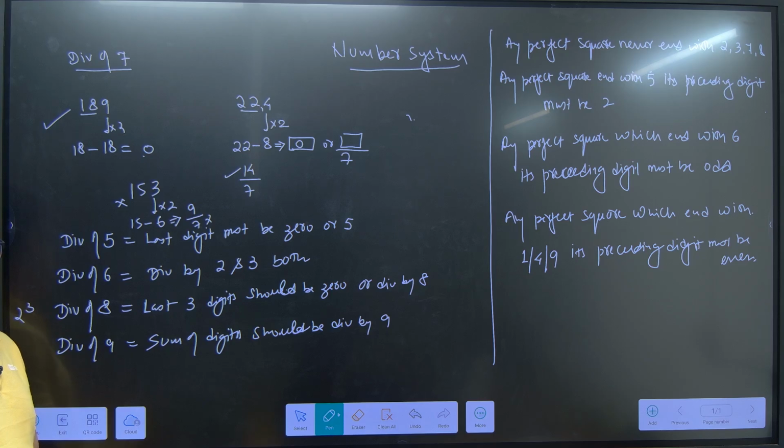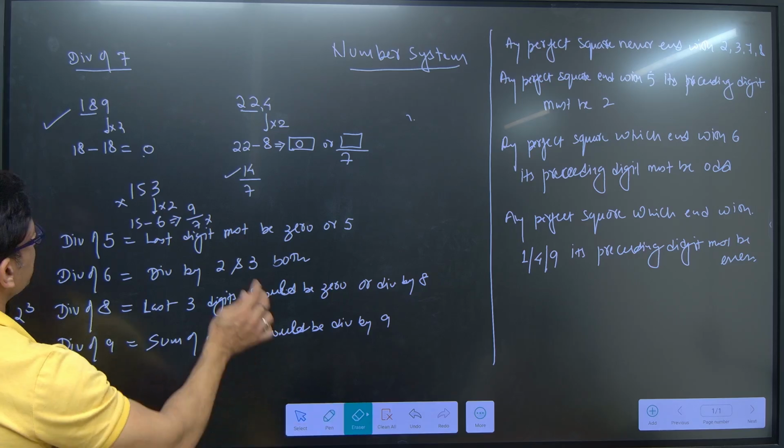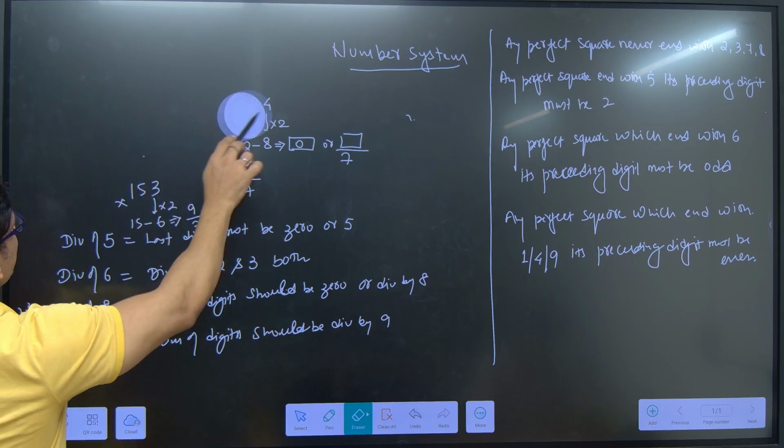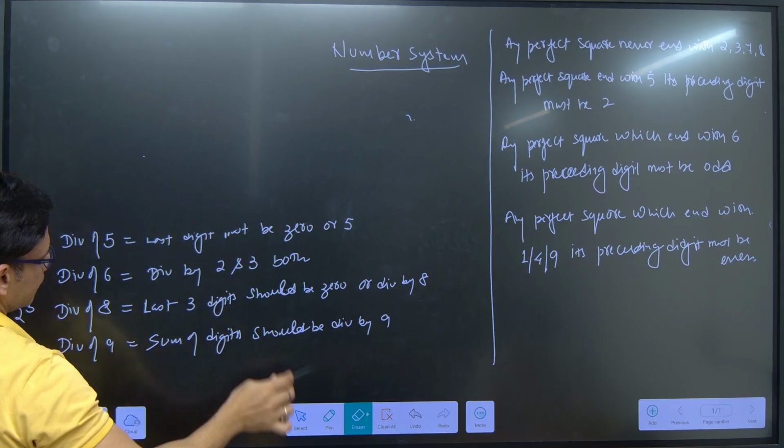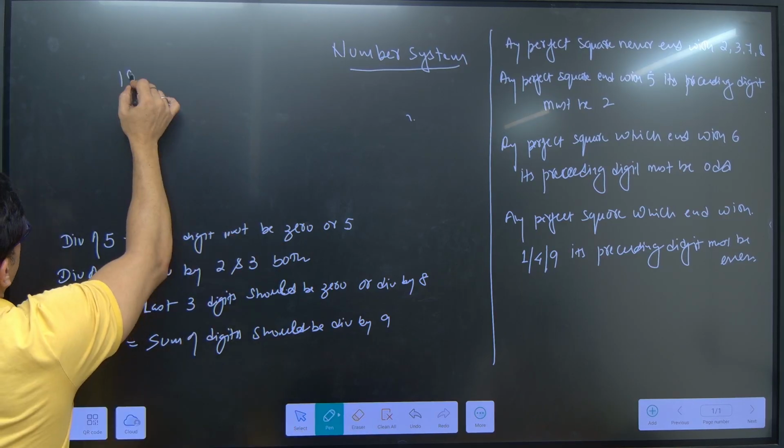Take the last digit, double it. If it is a 4-digit number, repeat this process twice. For any 4-digit number also, you can do the same thing, right? Let's say we have 1923.